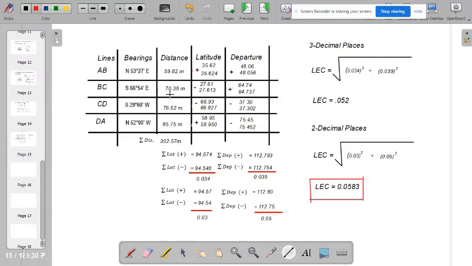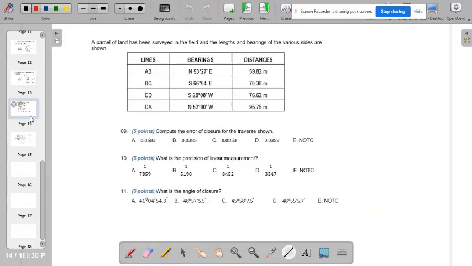This is your LEC, and that is number 0.0583. This is letter A, right? So, it's letter A. Okay, so next we have: what is the precision of linear measurement?